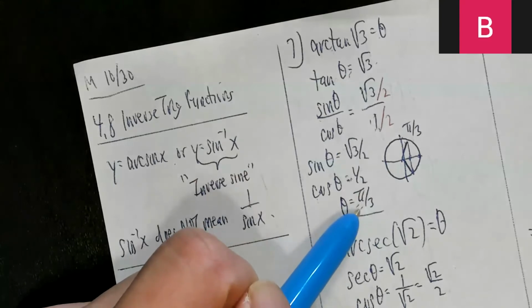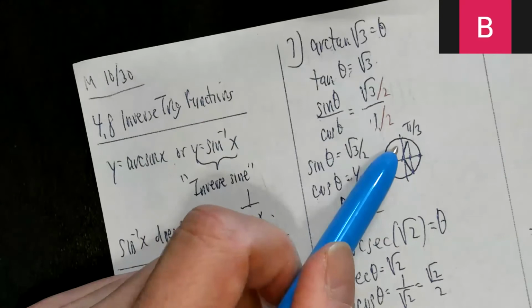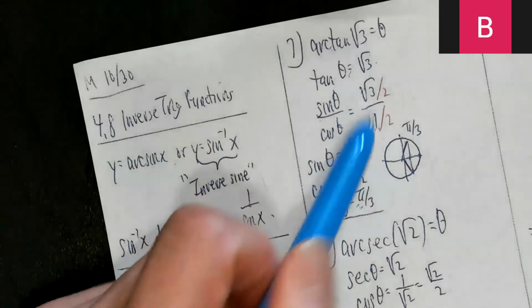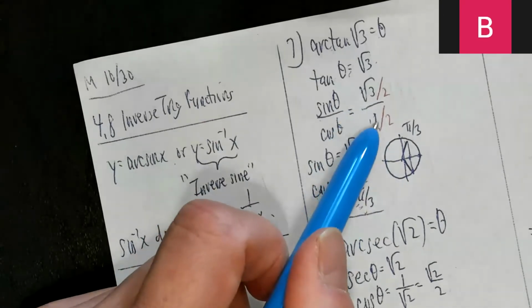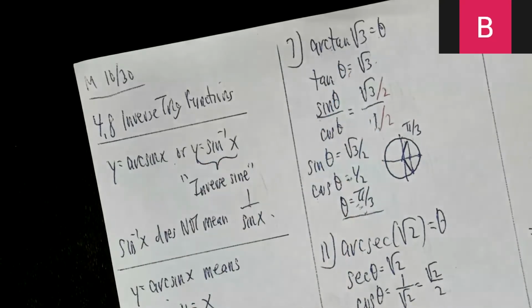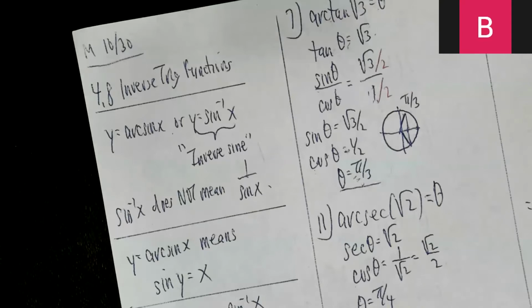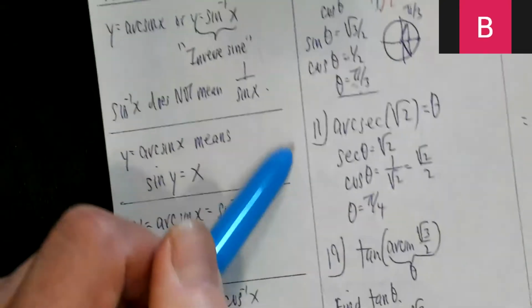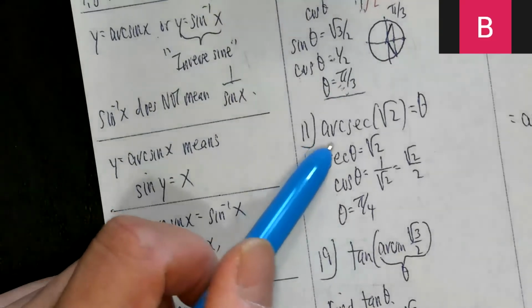A quick double check. Tangent is sine over cosine. Sine of pi over 3 is radical 3 over 2. That's correct. Cosine of pi over 3 is a half. So when I take the ratio, I do get radical 3. So it works.